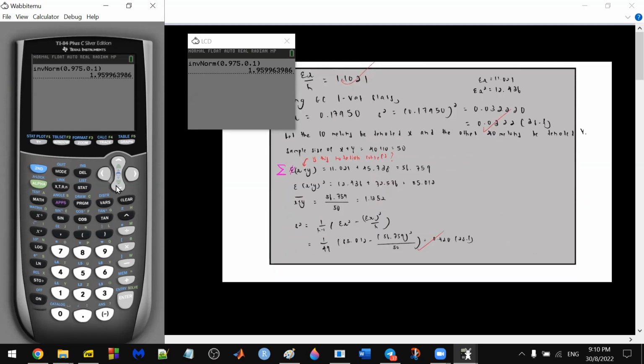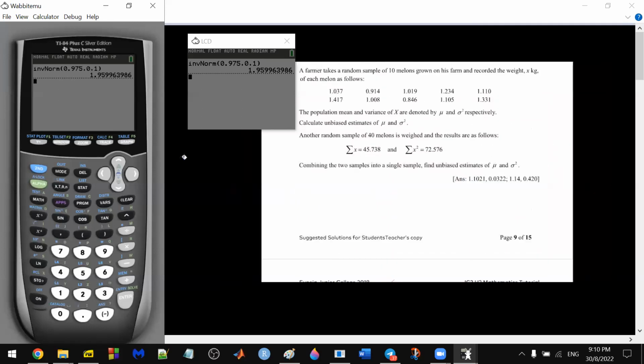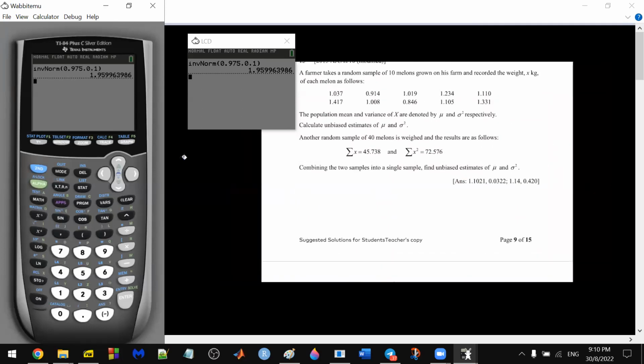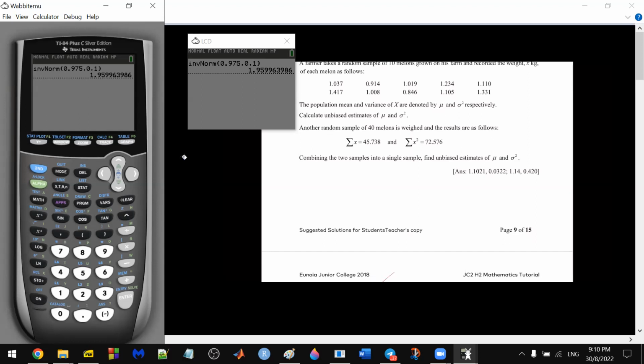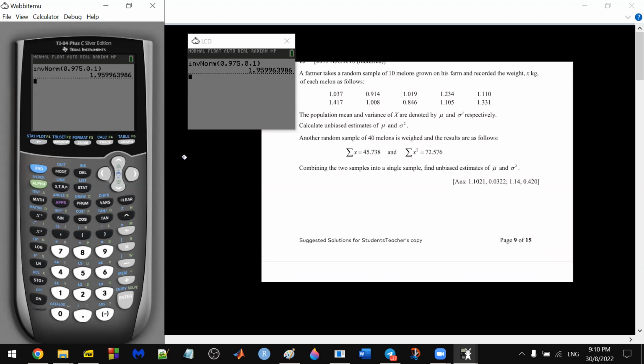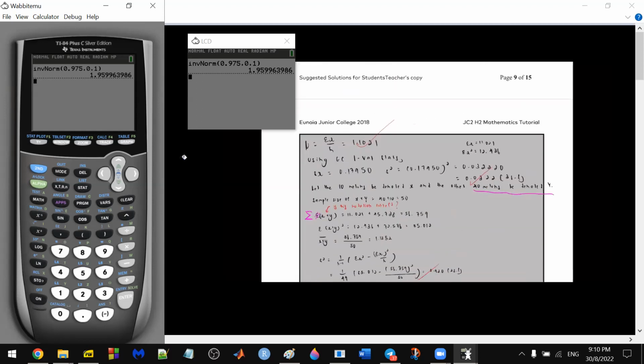Like in this case, the other 40 runs be denoted by y. Actually, you shouldn't do that. You know why? Because for the other sample of 40 melons, they give you the summarized data sum of x already. So 40 melons is x. Then here you go and change it to y. You're trying to go against the question.